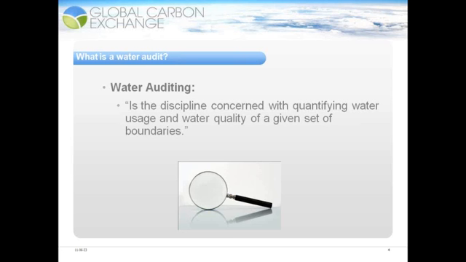Then the second key thing to take out of this definition is water quality. When and where to measure water quality, and then hopefully where certain areas are identified that the water is of a high enough quality to use the output from one water usage point as an input to another water usage point.